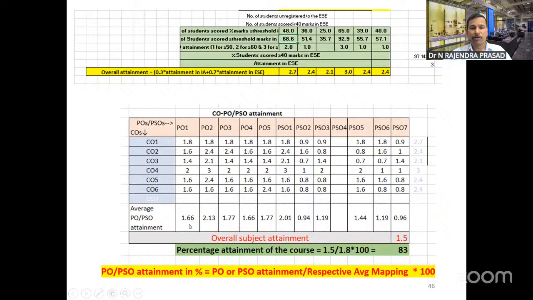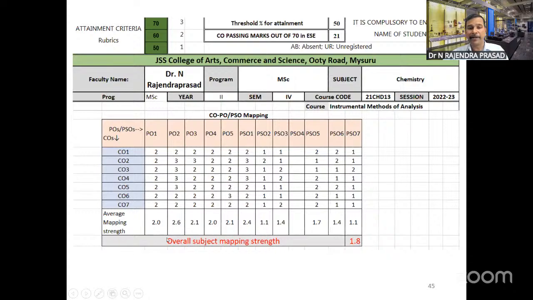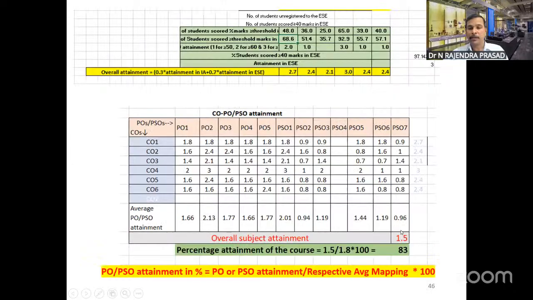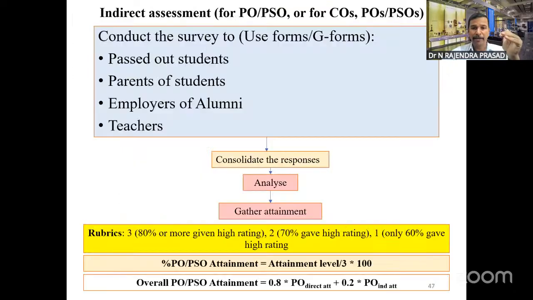So you calculate the average attainment. You take the average of all this, 1.66, and the average of all this, 2.13. Similarly, you do up to the last PSO with respect to each and every CO. Overall course attainment is 1.5. The overall mapping strength is 1.8, the average of all these things. For 1.8, it is 1.5. How much for 100? 83%. It means that of the POs and PSOs in your curriculum, only 83% are achieved. The remaining 17% are not achieved. How to improve that? Through continuous assessment. This is how the attainment strategy will be followed.